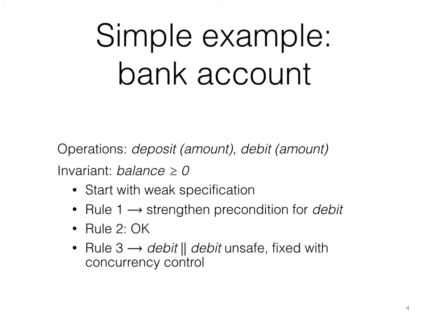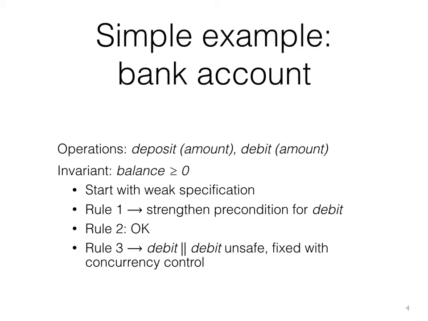Our first example will be a very simple bank account. The operations are a credit or deposit, and debit, by some amount. But today we'll ignore the operation that computes interest. The invariant is to maintain non-negative balance. This very simple example will show that the tool automatically uncovers inconsistencies and shows how to resolve them.